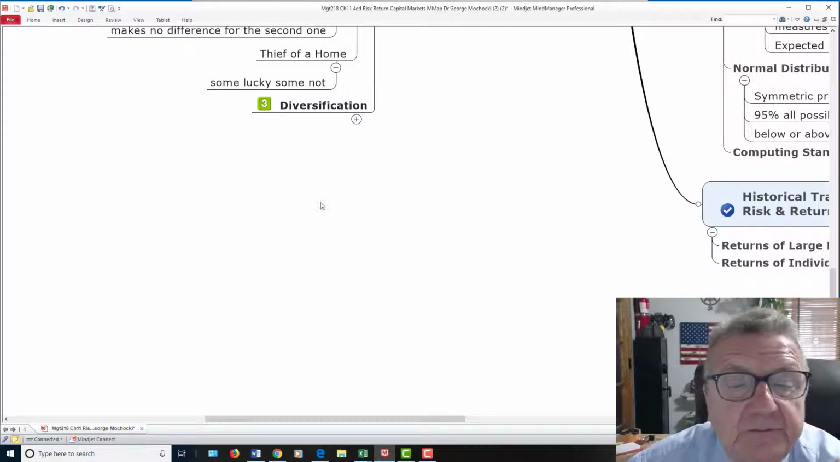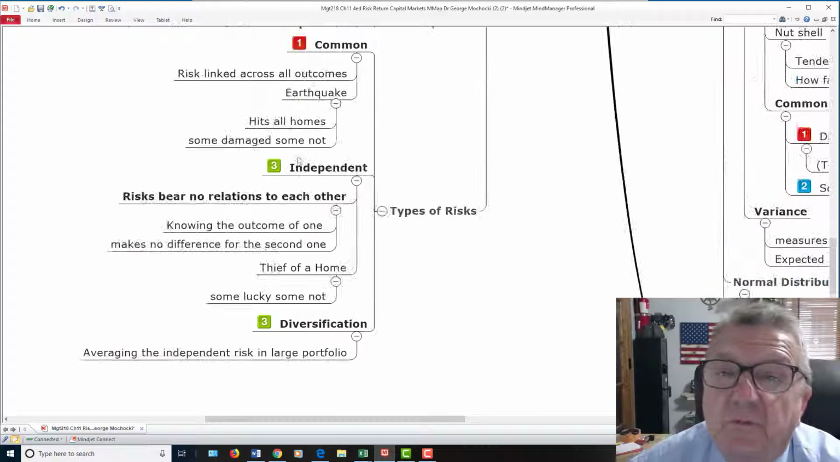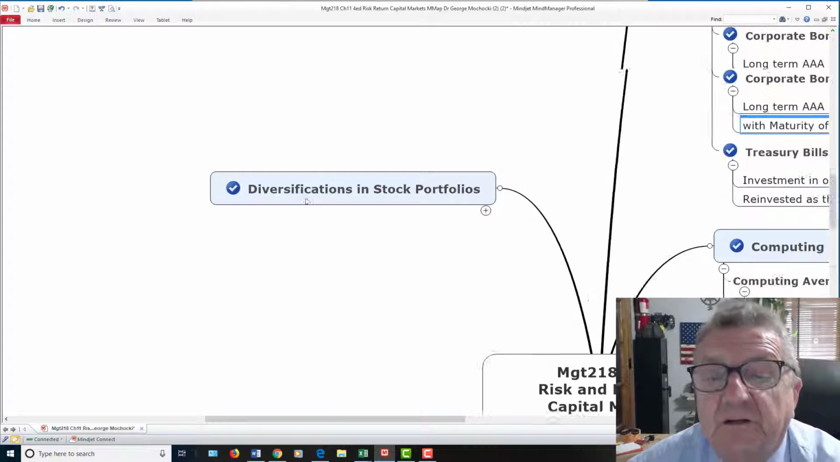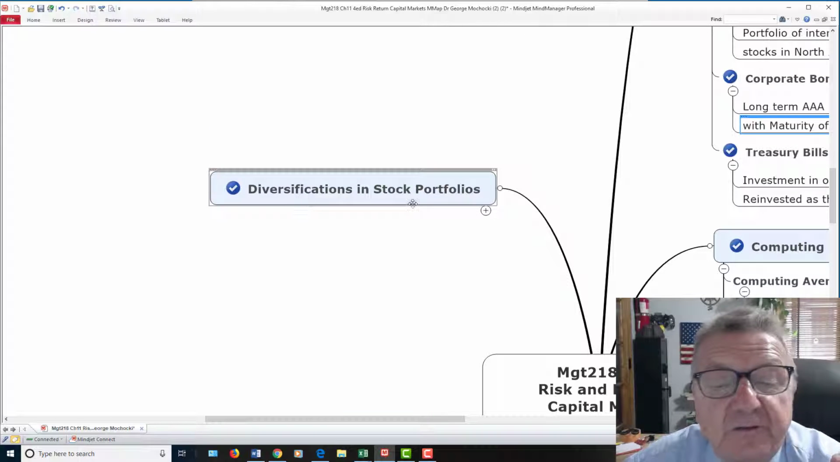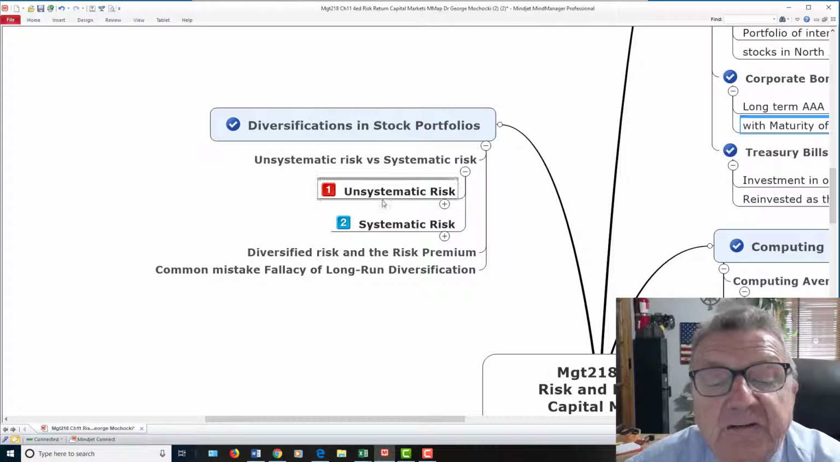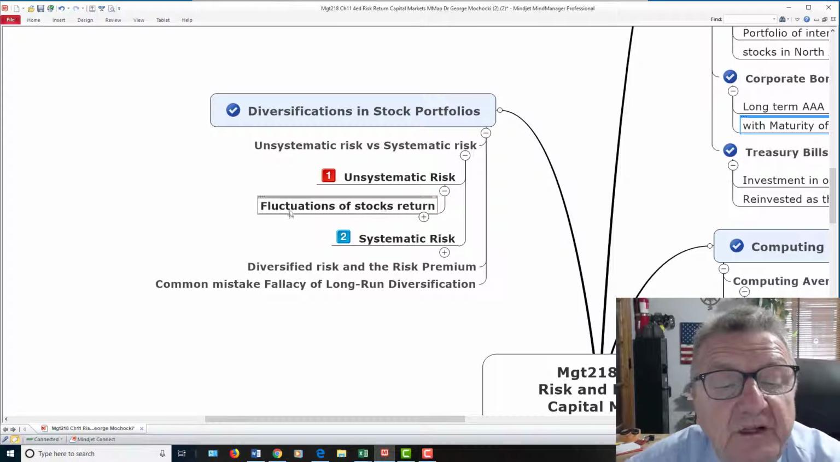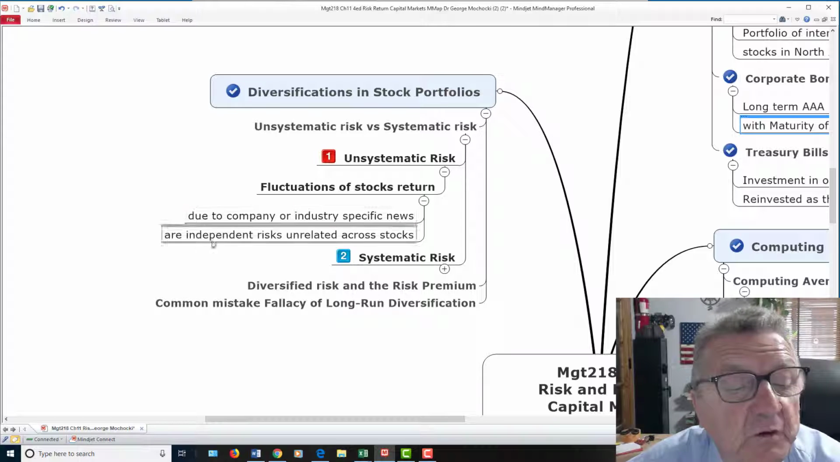Now, diversification, and we talked about this, or we will talk about it: averaging the independent risk in a large portfolio. Like I said in the classroom, we're doing pretty good. I think I'd be under 20 minutes. Okay, diversification in a stock portfolio. Unsystematic risk versus systematic risk. Unsystematic risk is basically fluctuations of a stock's return due to company or industry-specific news, an independent risk unrelated across stocks.